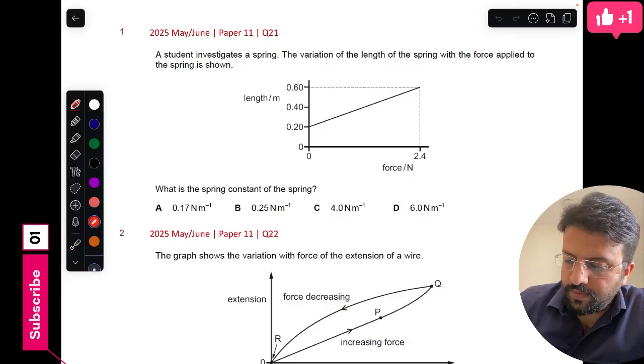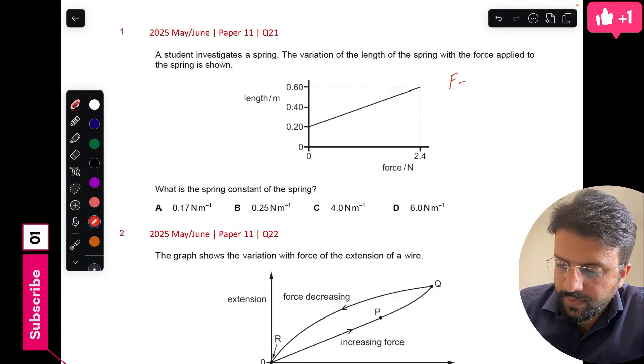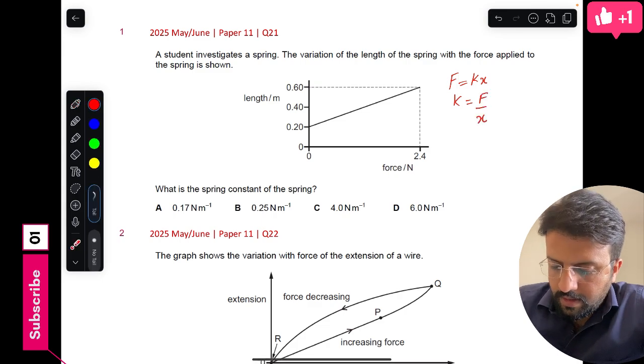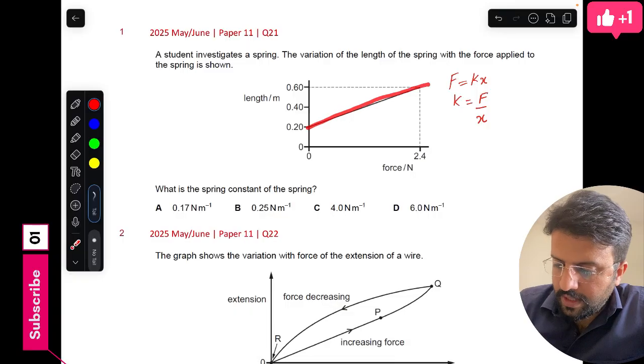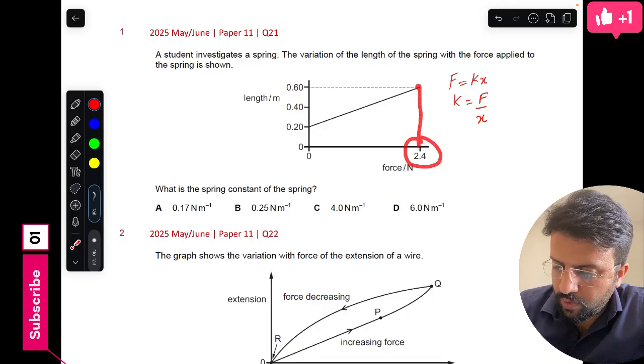So we have to apply Hooke's law. We know F is equal to k times x. We have to find k, so k will be equal to F over x. We can choose any force on the straight line. I'm going to choose this point. At this point the force is 4.2, and you have to check the extension.